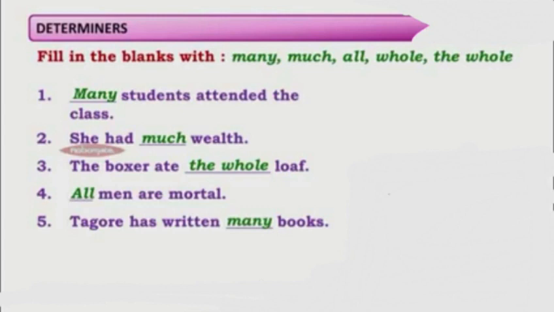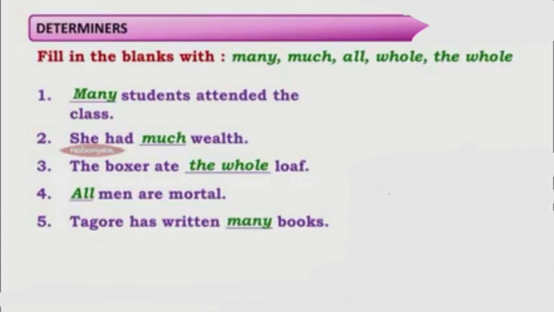Now, we'll move to the third sentence. The boxer ate dash dash loaf here. What will we use here now? Yes, we are going to use the whole. The boxer ate the whole loaf. In this case, why do we use the whole? Because he ate the entire quantity that is given to him. So, the answer will go: the boxer ate the whole loaf here.